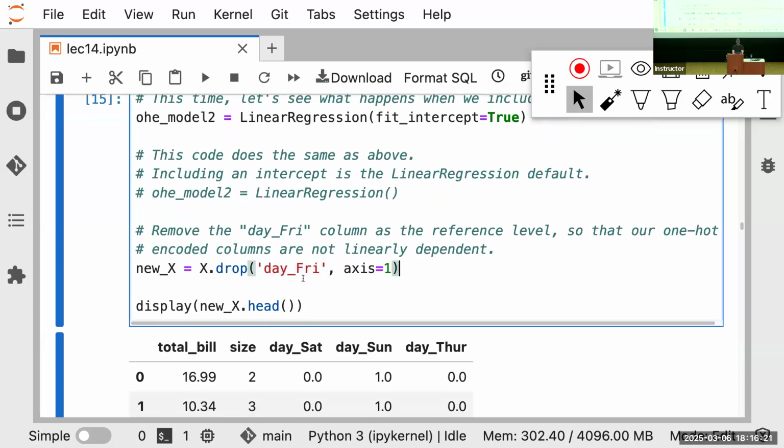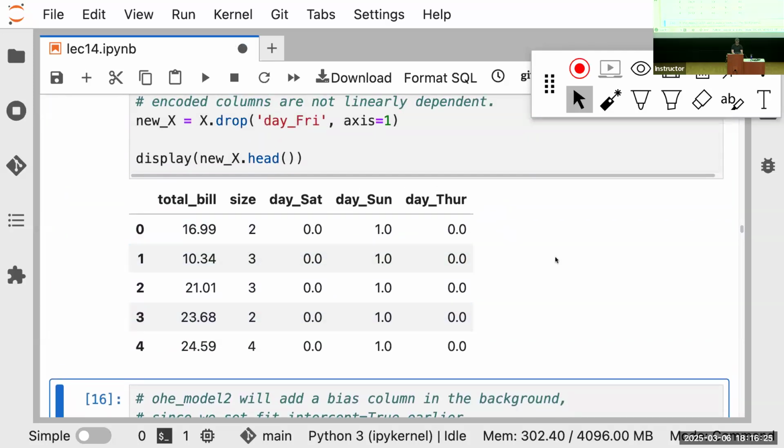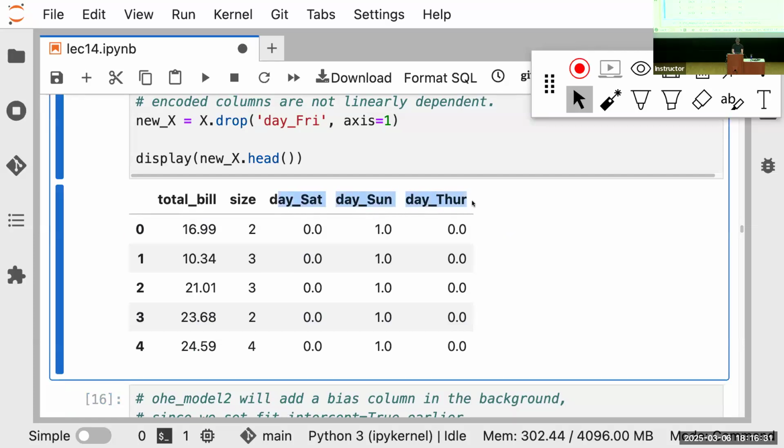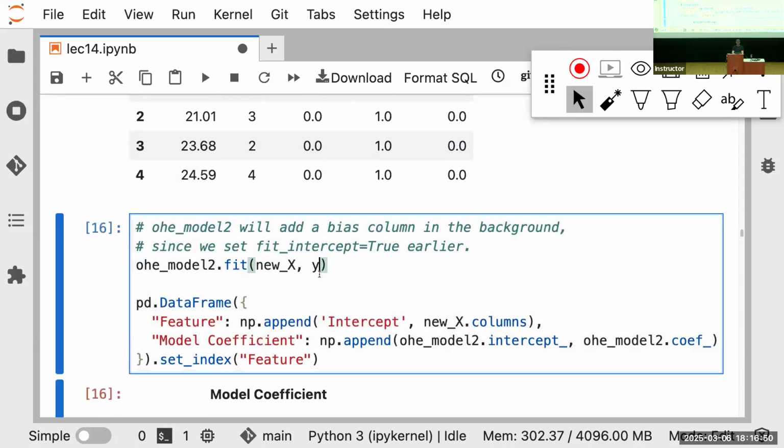Okay, so we drop the day Friday column, we display our matrix, and you may be asking me, where's the bias column? Where is this bias column that we so desperately need to fit an intercept? sklearn will add that bias column for us. Because we told it to fit an intercept, because that's the default option, it will handle adding a bias column and fitting an intercept for us. But we need to make sure to drop one of the levels of our one-hot encoded design matrix.